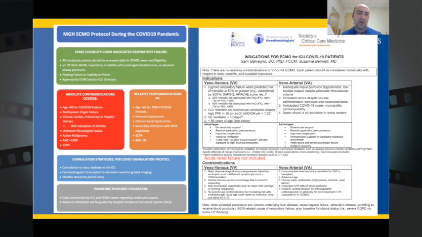And then I'd like to point out MGH as well put out their very concise ECMO protocol for the COVID-19 patients. And some of the things that I thought were interesting is they specifically noted femoral jugular cannulation to eliminate need for guided imaging, and that ECPR patients would not be considered.